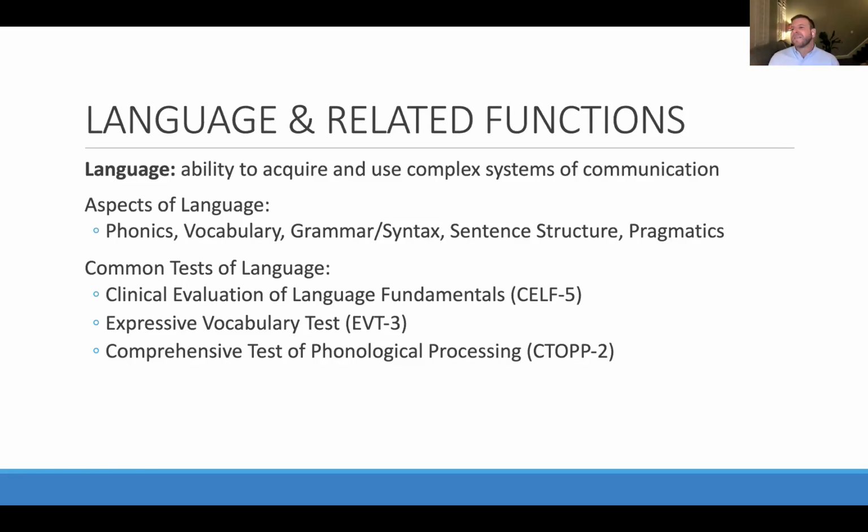And the last one's pragmatics. It's how we use language in social situations. So we might have someone that has all of those foundations, but if they struggle with being able to use language effectively to communicate about emotions or to communicate in a reciprocal way with others, we can see struggles with pragmatics. So a thorough assessment would look at all these.